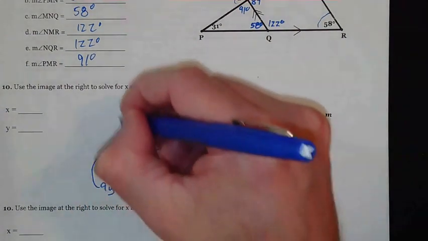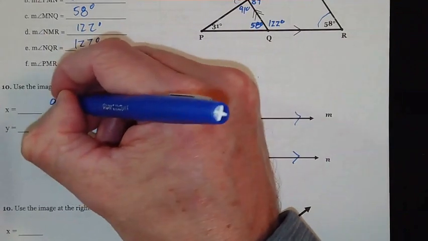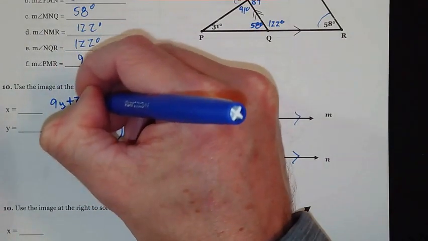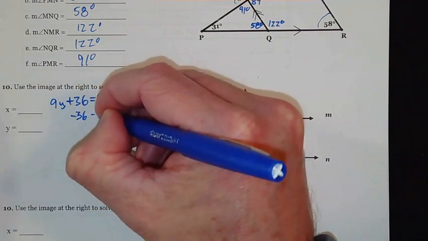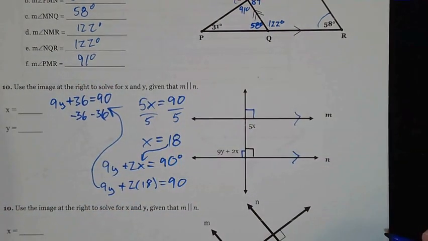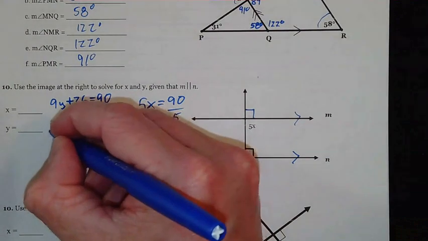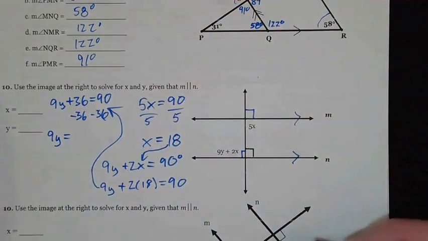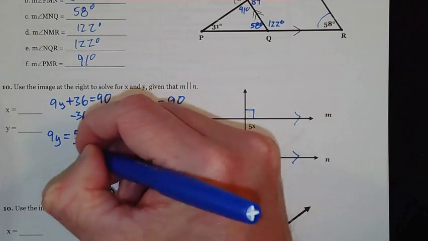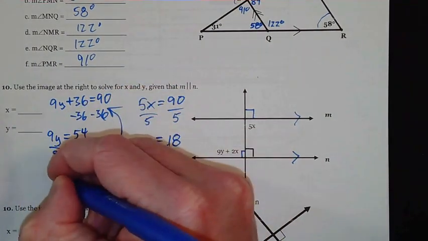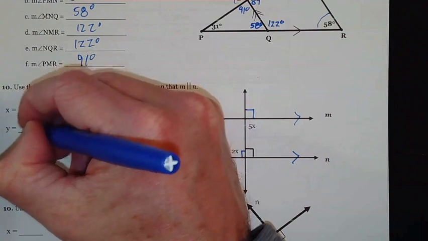I'll move my operation up here. Let's see, 9y plus 36 equals 90. I can subtract 36 from both sides to get 9y equals 90 minus 36, which would be 54. And then divide both sides by 9 to get y equals 6.